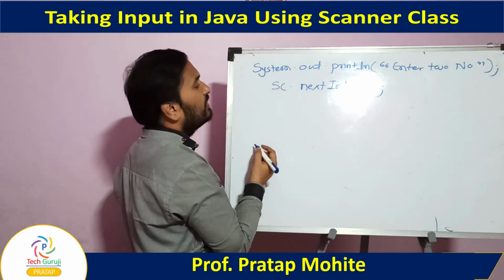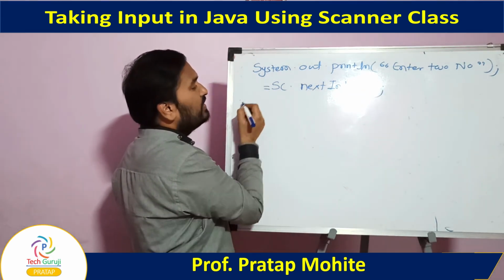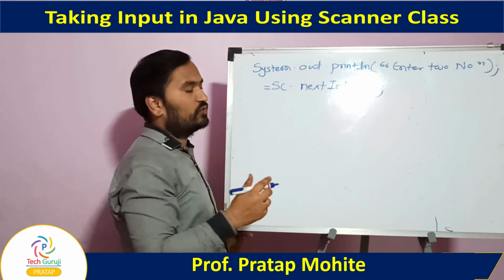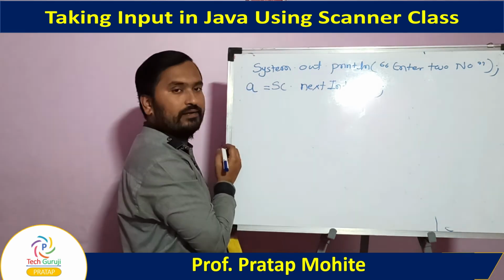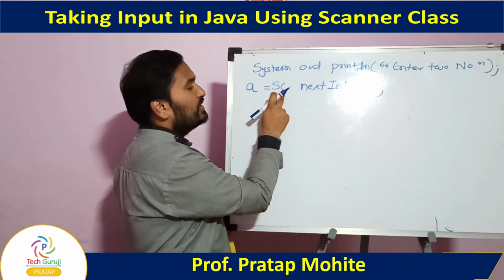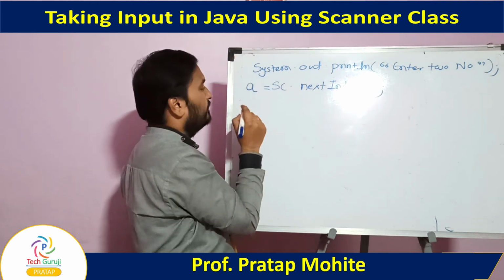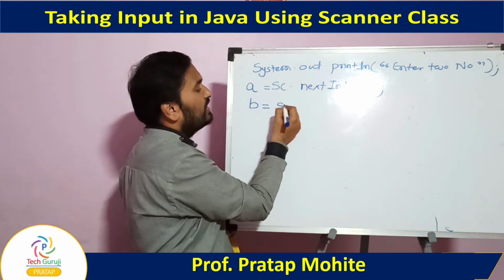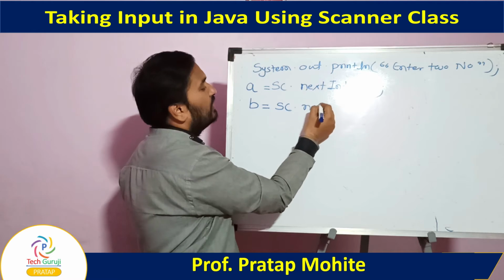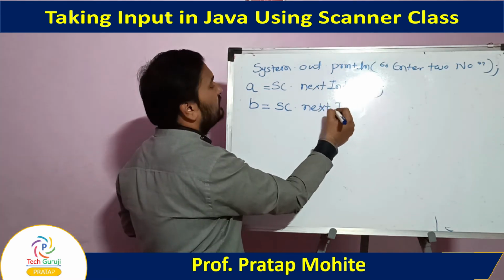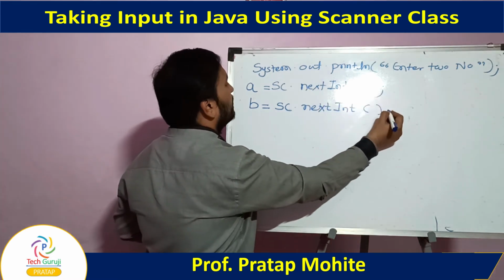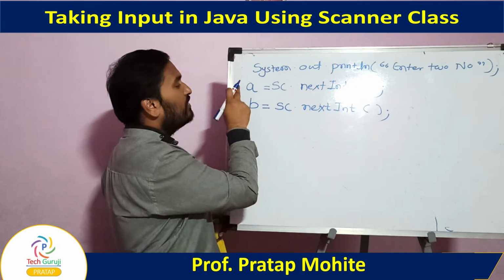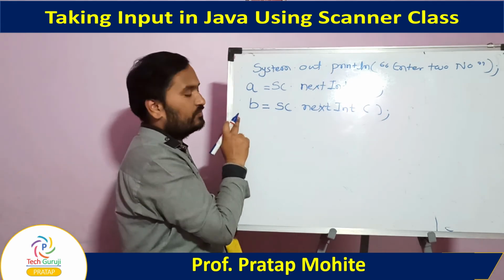Again we have to take the value, but we have to store it. We are taking the first value, so we have to store it in a. So a is equal to sc.nextInt. Now we have to store the second value in b, so we'll take sc.nextInt, round brackets open and close, semicolon. So we have two different values.